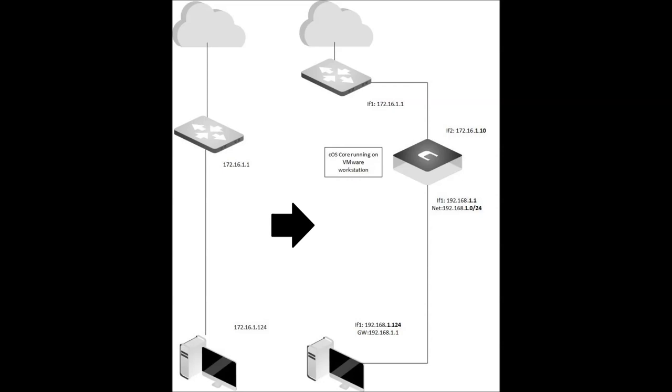But first, let's take a look at our environment. Currently, our computer has IP 172.16.1.124 and default gateway the router that has IP 172.16.1.1. Our plan is to set up a virtual firewall in the middle and redirect the traffic.